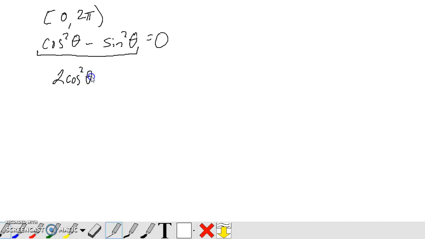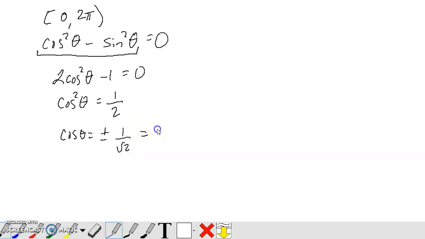2 cosine squared of theta minus 1 is equal to 0. Now I don't have to worry about a 2 in front of my theta. So I add 1 to both sides and divide by 2. I get cosine squared of theta is 1 over 2. Take the square root: plus or minus 1 over root 2, which is the same thing as root 2 over 2. So I have some answers.